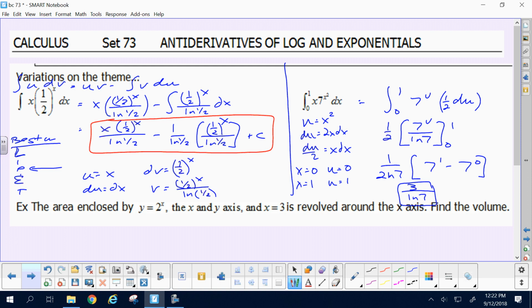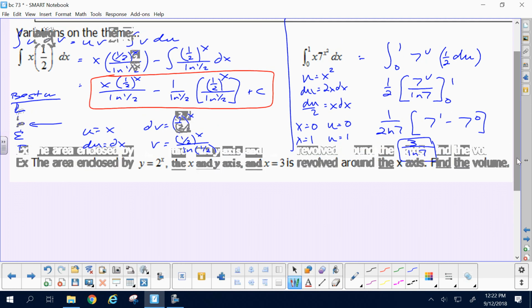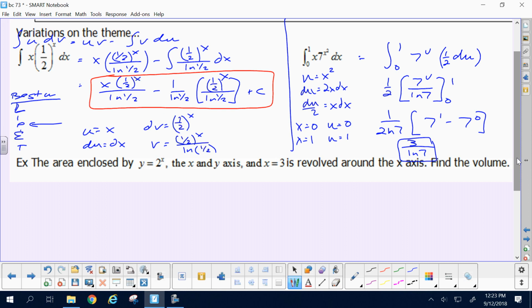Okay. Do the last one, and we'll move along. Wait, how did you get 3? The 7 minus 1 is 6 divided by 2. Oh, that's right. 7 to the 0. Yeah.